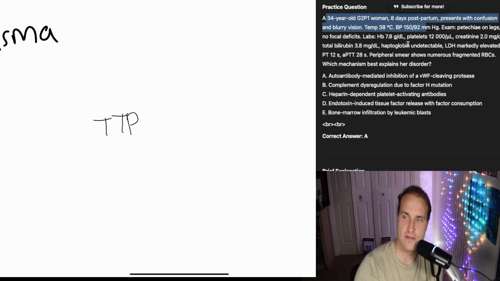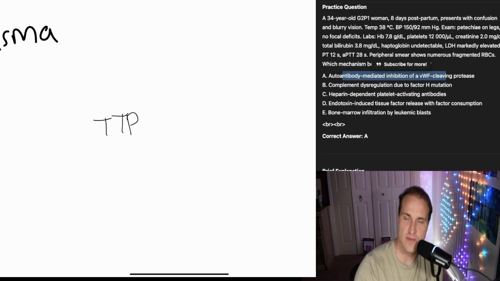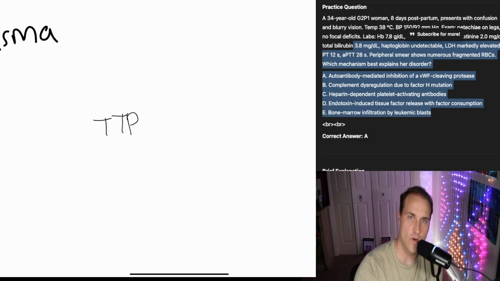Here's our practice question. Fragmented RBCs. What explains the disorder? Autoantibody-mediated inhibition. So this is an acquired IgG inhibitor that knocks out your ADAMTS13. So then the super big von Willebrand multimers persist and trigger platelet-rich microthrombi. That causes thrombocytopenia, microangiopathic hemolytic anemia, and renal and neural signs with normal coagulation tests.